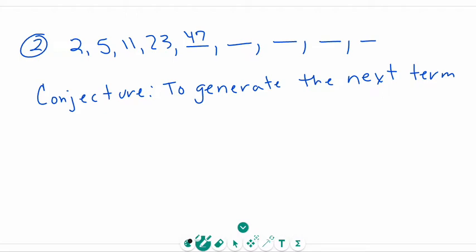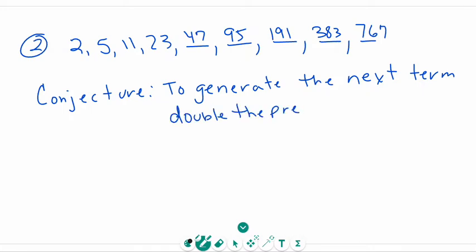Double 47 and add 1 gives us 95. Double 95, add 1 gives us 191. Double 191, add 1 gives us 383. And double 383 and add 1 gives us 767. Conjecture: to generate the next term, double the previous term and add 1.